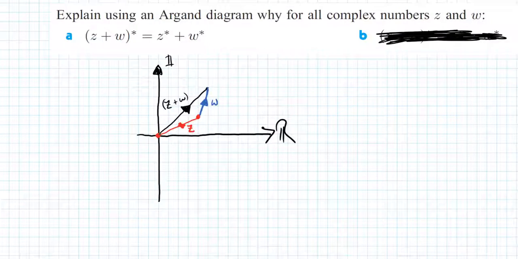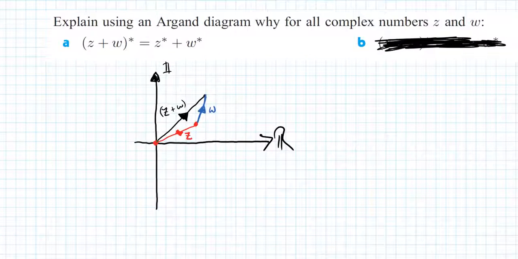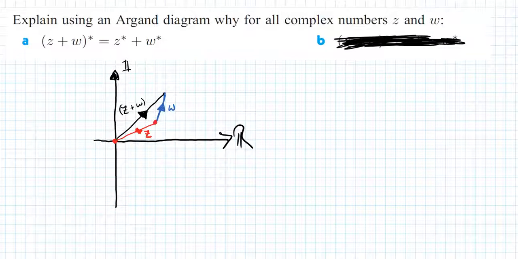Okay, now let's carry on and have a think about another one. So explain using an Argand diagram why for all complex numbers z and w, we've got z plus w star is z star plus w star. Now, I'll come to that diagram again in just a moment. But before we go any further, let's just see if we can do this algebraically. So can we prove those two things?